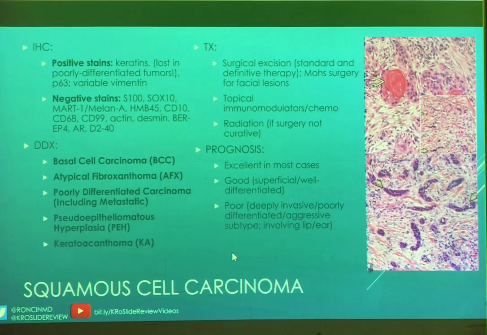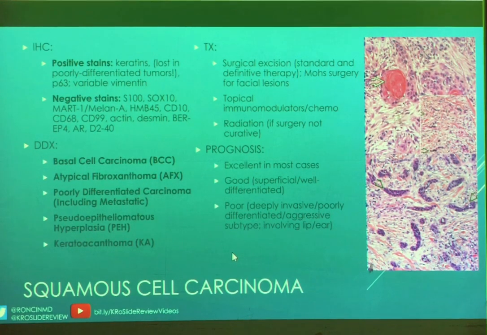Your treatment, again, your standard and definitive therapy is surgical excision. Mohs surgery for facial lesions. Now that I probably did actually copy from squamous cell carcinoma in situ because it's literally the same thing. Again, you can use topical immunomodulators or chemotherapy. You can use radiation if surgery is not curative. Prognosis is excellent in most cases.